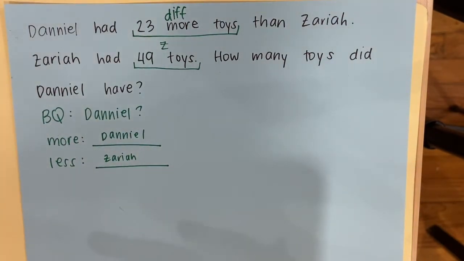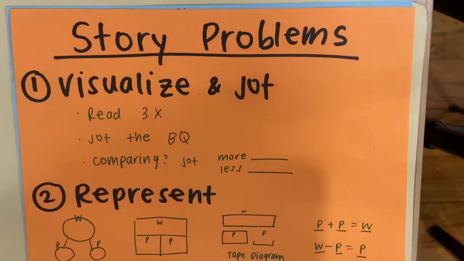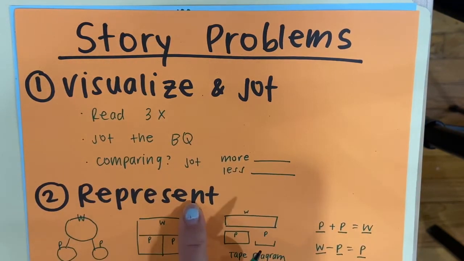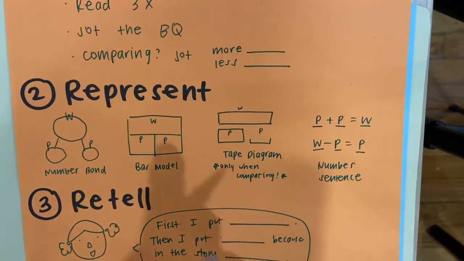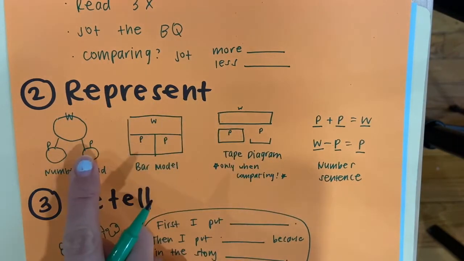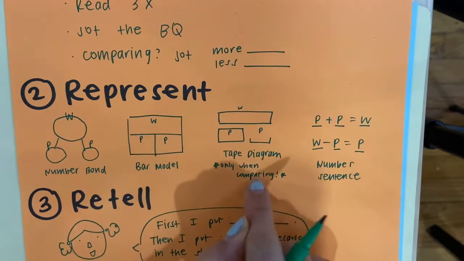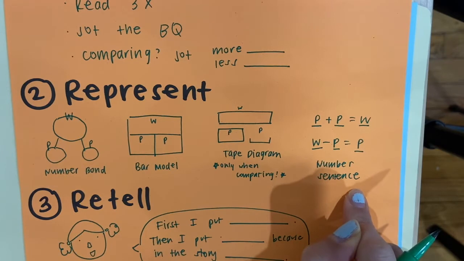Okay. Let me look back at my checklist. Okay, so I did jot who had more and who had less. Now I can move on to my second step, which is to represent. When I represent, I know I can represent using a picture or a number sentence that makes sense to my brain. What kind of representation are you going to use to represent? Go ahead and represent on your paper first.